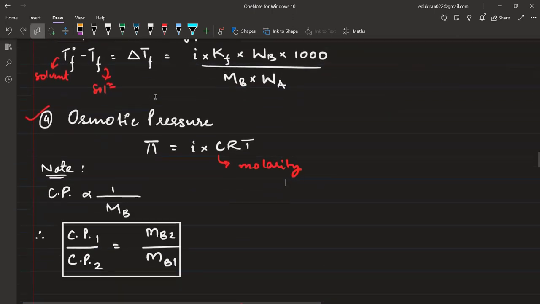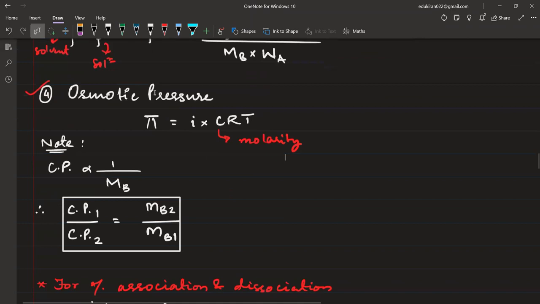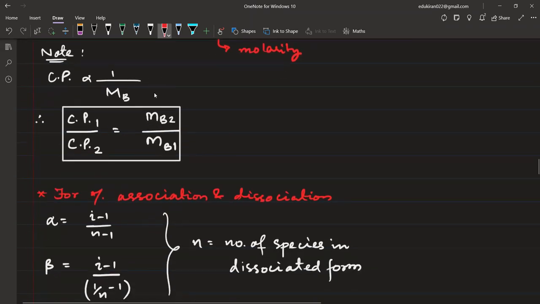Okay, now I will give you time, but please note this down here. Colligative property is inversely proportional to the molar mass. So colligative property of one solute divided by colligative property of another solute, solute 1 and solute 2, is equal to M2 upon M1, an inverse relationship. So please remember this: colligative property of one solute upon colligative property of another solute will be equal to the molar mass of the second solute upon molar mass of the first solute.